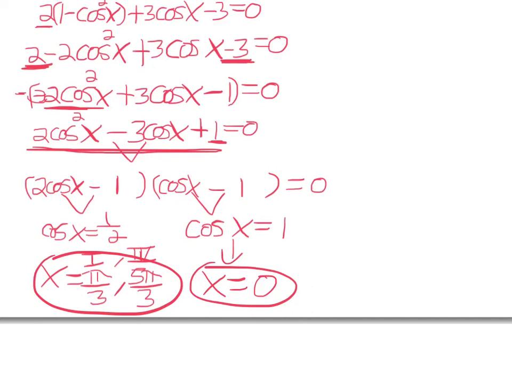So, with these problems, you're going to have two trig functions, and you can use one of the Pythagorean identities to substitute in another trig function so you all have the same trig function.